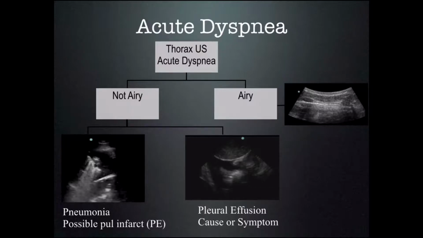I want to tell how big the pleural effusion is. I want to know if it's a transudate or an exudate by detecting whether it's a simple or complex pleural effusion. And then I have to decide, is this a cause of the patient's shortness of breath, or is this a symptom of another process that's going on?